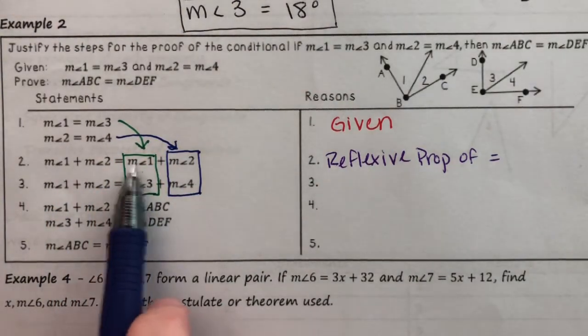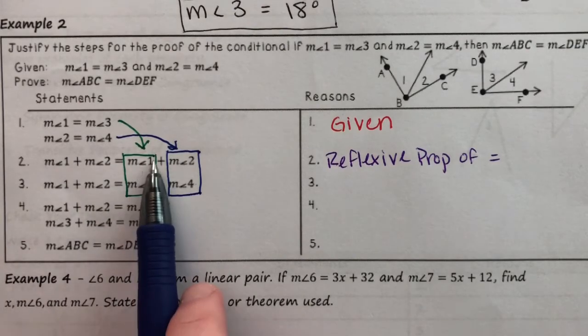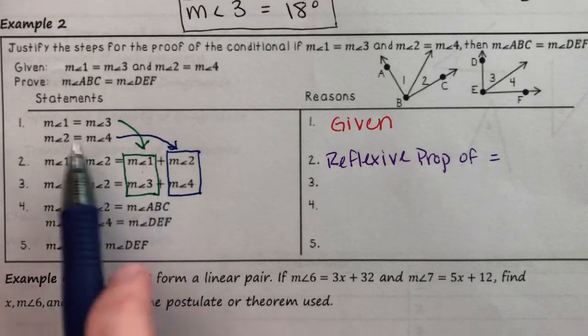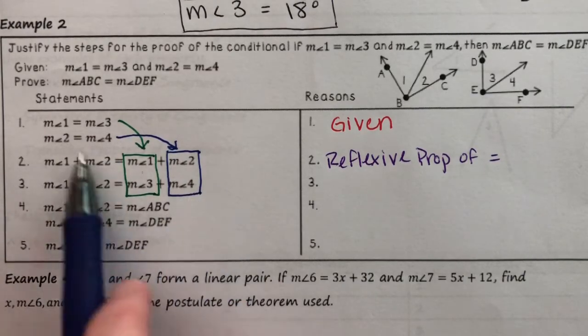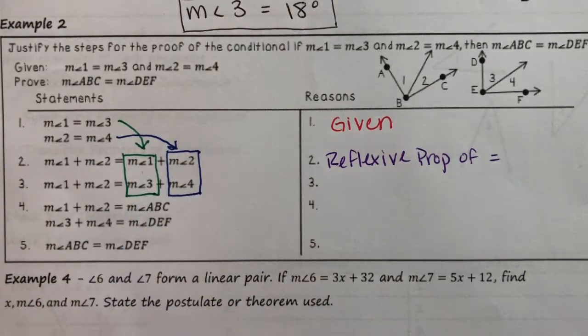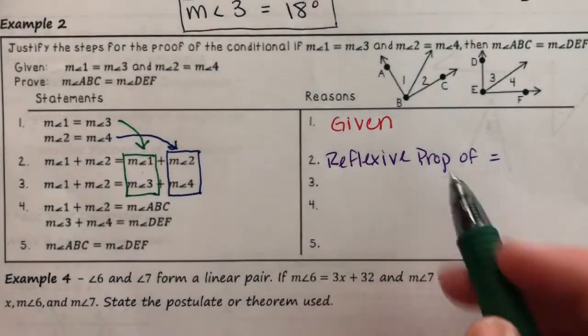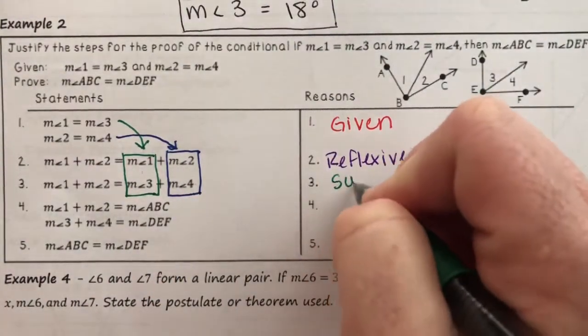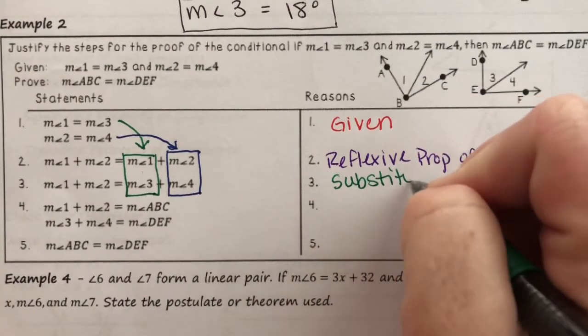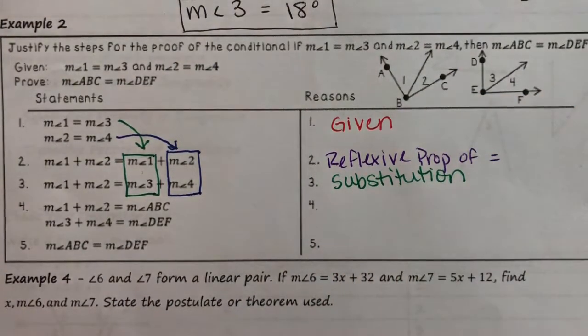So all I did from line 2 to line 3 was replace angle 1 with angle 3 because I just substituted, they were equal, and I replaced angle 2 with angle 4. Again, I just substituted because they're equal. So for my reason here, why did I go from step 2 to step 3? Just substitution, that's all I did. I'm not even going to write property of equality because it's just substitution. There's only one substitution property.